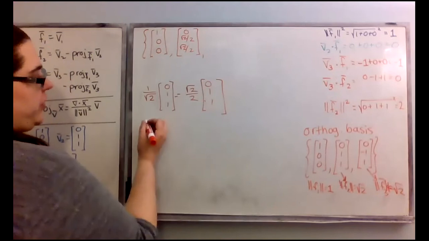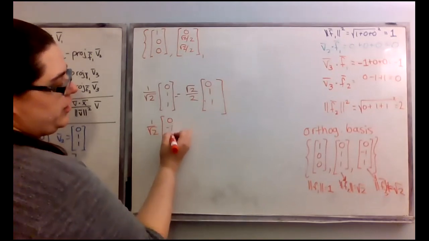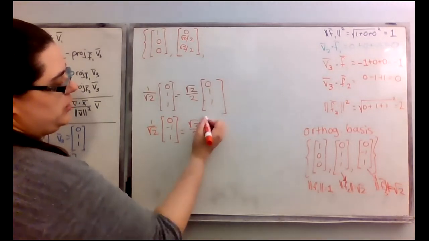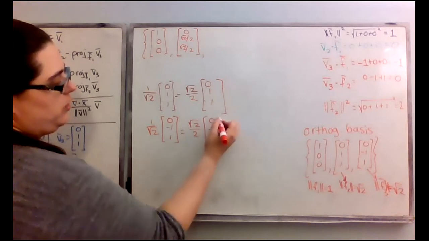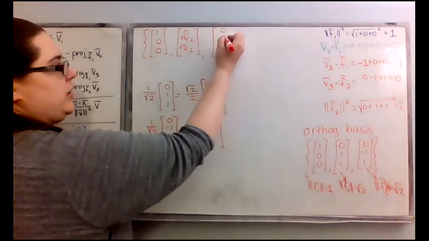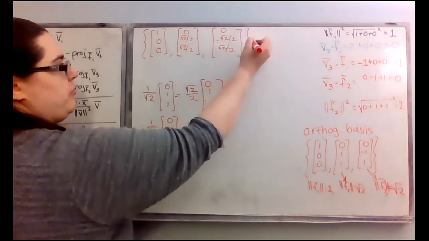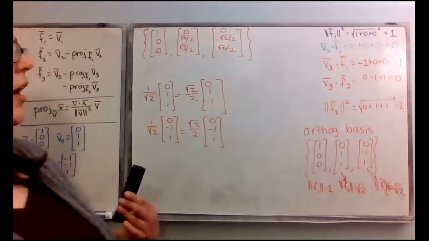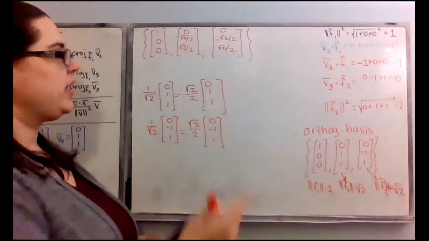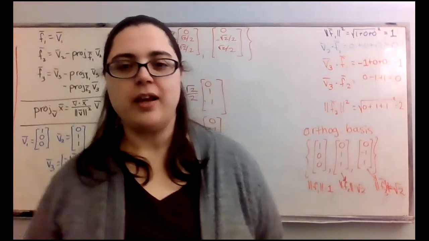And then the same thing for this third one, I'm going to get 1 over root 2 times 0, negative 1, 1. This is going to be root 2 over 2 times 0, negative 1, 1. So I'm going to end up with 0, negative root 2 over 2, root 2 over 2. And now if I were to find the norm of each of these vectors, it would equal 1. And still the dot product between any two is still going to be 0.